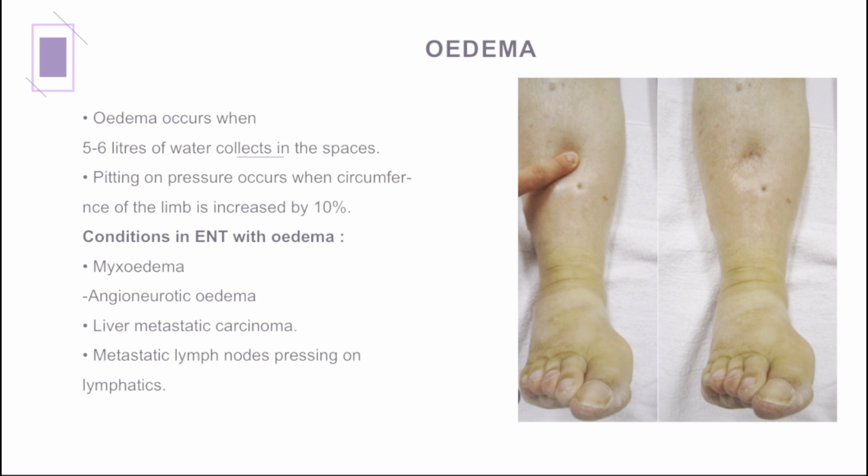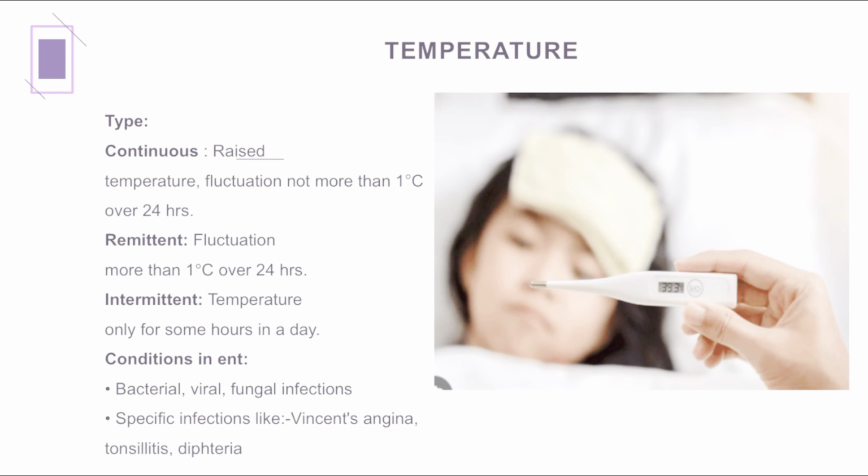Now, edema. What is edema? It is the collection of fluid in the interstitial spaces or serous cavities. Edema occurs when 5 to 6 liters of water collects in the spaces. Pitting on pressure occurs when the circumference of the limb is increased by 10%. And as you know, these are the ENT cases that are associated with edema. For example, angioneurotic edema, cachexia in malignancy, liver metastatic carcinoma, mixed edema, and finally metastatic lymph nodes pressing on the lymphatics.